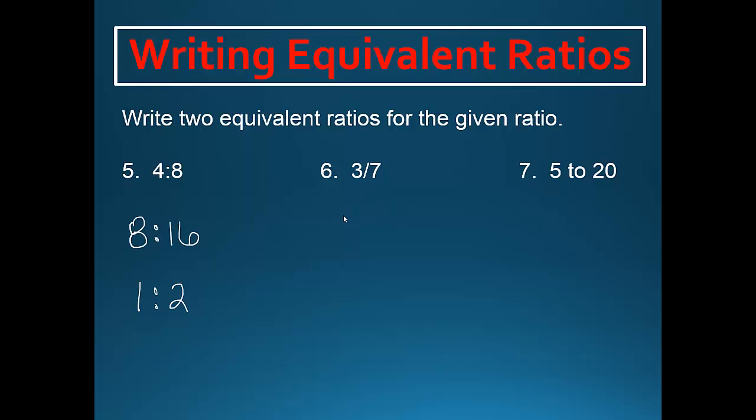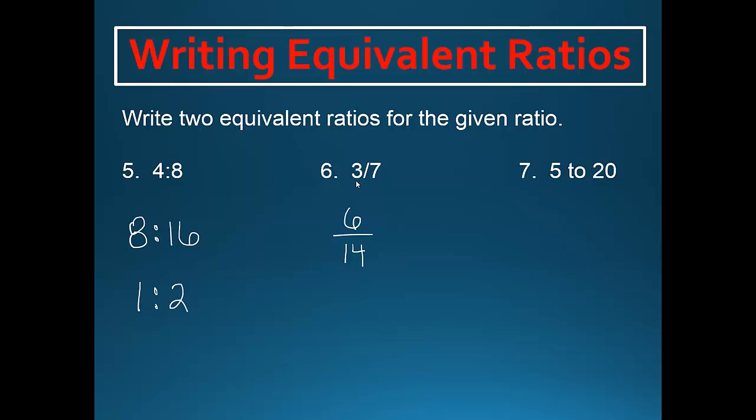Now let's look at number 6. For number 6, our ratio is 3 to 7. This one is written as a fraction, so we'll go ahead and write our answers as fractions. We cannot divide 3 and 7 by the same number, so we cannot use division to help us find an equivalent ratio. We'll need to use multiplication. So let's multiply both of these by 2. 3 times 2 is 6, and 7 times 2 is 14. So 6 to 14 is an equivalent ratio.